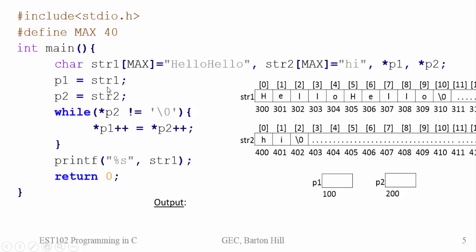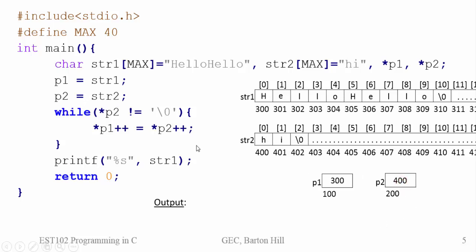Then we have given p1 is equal to str1, so address of str1 is 300, name of the array is the starting address of the array, so 300 will be stored in p1. Okay, and after that p2 equal to str2 means since str2 is an array, starting address of array str2 will be stored in p2, so 400 will be stored in p2.